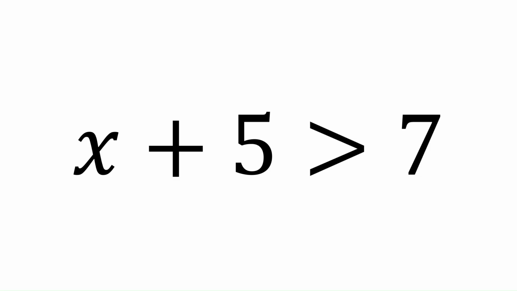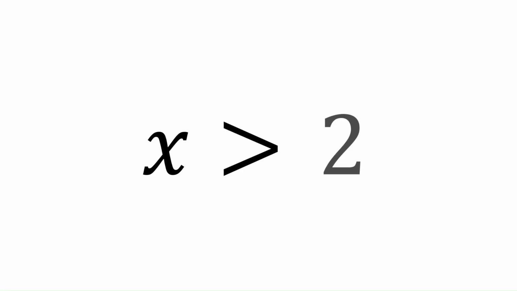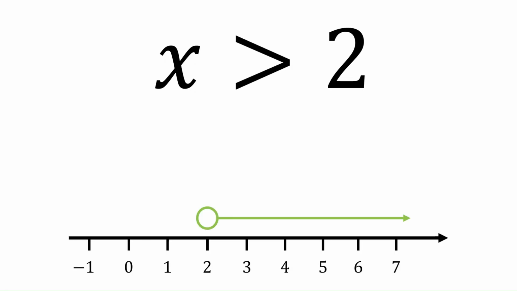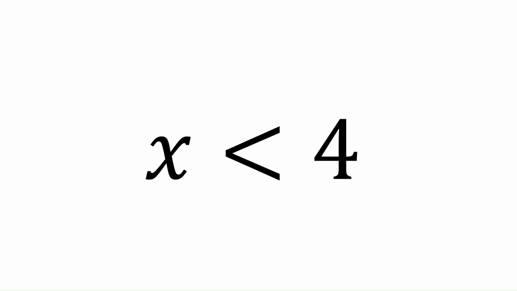Now let's solve an inequality. The good news is that this works exactly like equations. For x plus 5 greater than 7, we subtract 5 from both sides. So the answer is x is greater than 2, and on the number line this would be an open circle at 2 with an arrow to the right. Let's do another one. For 3x is less than 12, we divide both sides by 3. So x is less than 4.